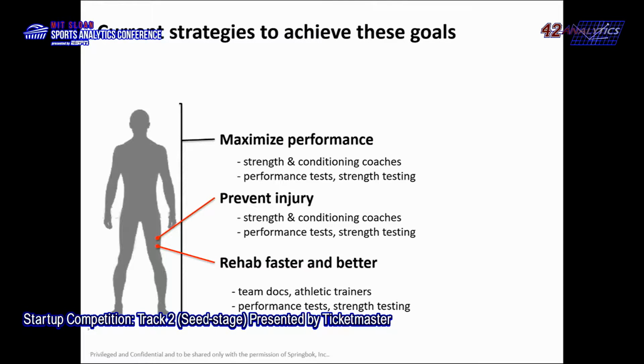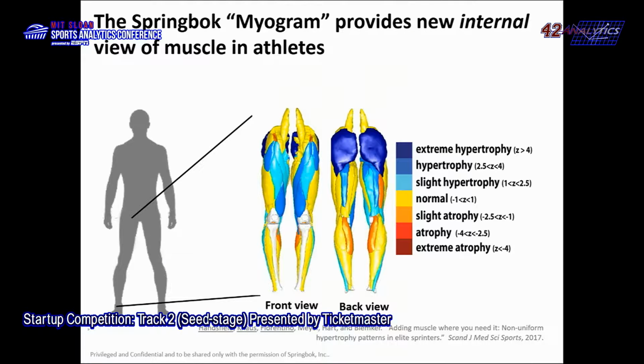They use things such as performance tests, strength testing. And these are valuable tools, but they're all external metrics. And so in some sense, they're imprecise when you want to look at individual muscles. What Springbok does is we provide what we call a myogram, which provides an internal view of the muscle in athletes, a precise internal view.